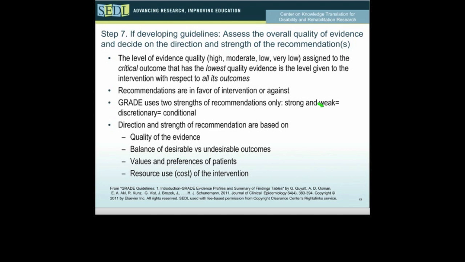So you now have to determine what's the level of evidence, high, moderate, low, or very low, for the critical outcome, or not just any critical outcome, but the particular critical outcome that has the lowest quality evidence. That's the one you want to focus on.